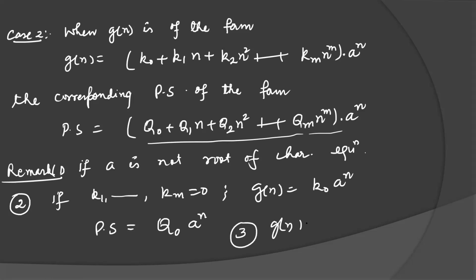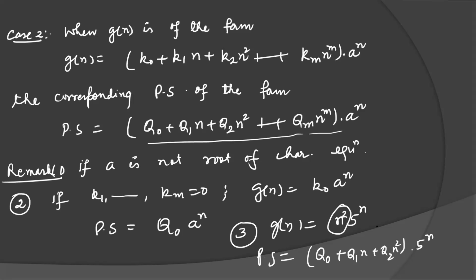If Gn is given as, suppose, n square into 5 to the power n, then the particular solution degree is 2. So all the terms up to degree 2 we will take: Q0 plus Q1 n plus Q2 n square, into 5 to the power n. For this type of example, the particular solution will be this. A to the power n will multiply in every case. So here a to the power n is 5 to the power n, and only for the polynomial term do we have to manage.